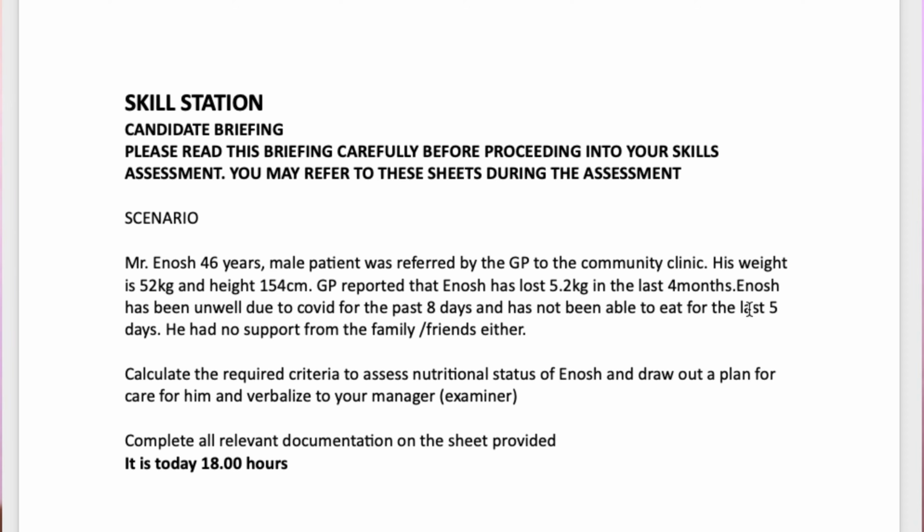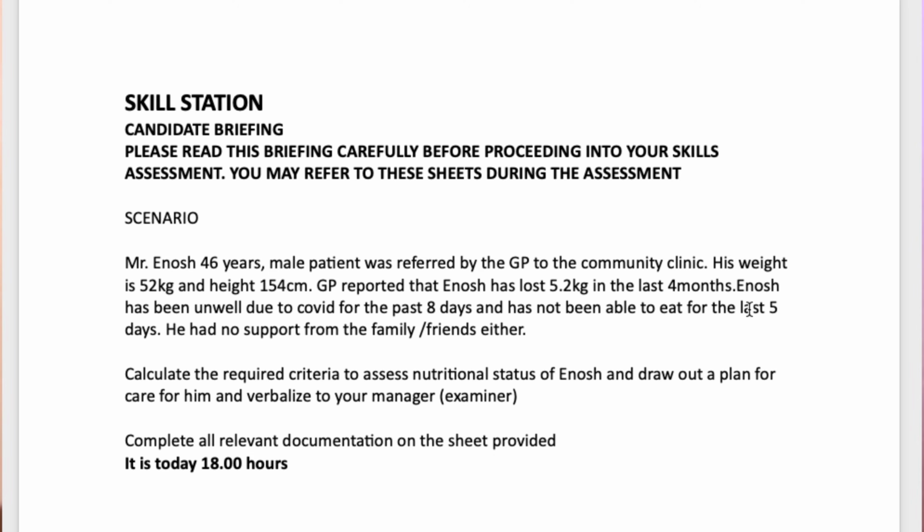So let's look at the scenario. The scenario says that Mr. Enosh is a 46-year-old male who was referred by the GP to the community clinic. His weight is 52 kilograms and height is 154 centimeters. GP reported that Enosh has lost 5.2 kilograms in the last 4 months. Enosh has been unwell due to COVID for the past 8 days, has not been able to eat for the past 5 days. He had no support from his families and friends.